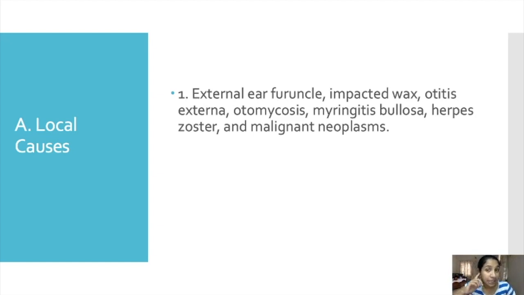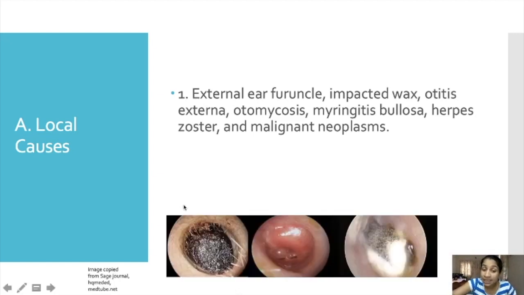Inside the external auditory canal, you can see hairs, right? At the base of these hairs there will be a boil or an abscess, that is external ear furuncle. Impacted wax: wax will get impacted inside the external ear canal, or external auditory meatus, and that will cause ear pain. And otitis externa, the infection or inflammation in the external ear canal. Otomycosis is this one, that is fungal infection. You can see here, like a bread mold, small fungal growth inside the ear canal. This can also cause otalgia or ear pain.